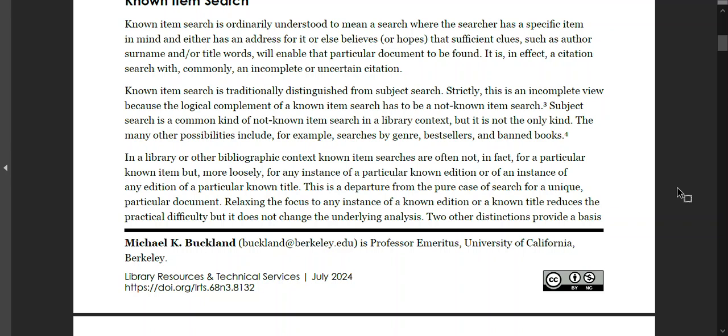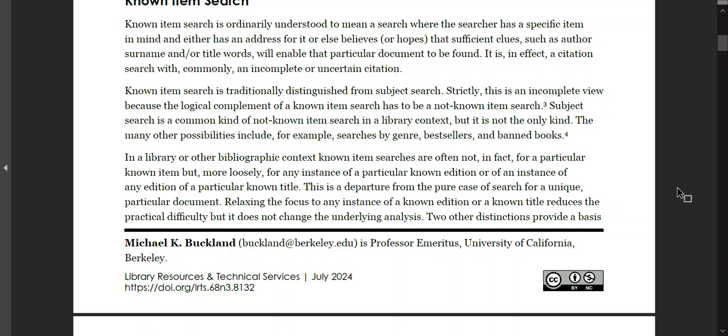Known item search is traditionally distinguished from subject search. Strictly, this is an incomplete view because the logical complement of a known item search has to be a not known item search. Subject search is a common kind of not known item search in the library context, but it is not the only kind. The many other possibilities include, for example, searches by genre, bestsellers, and banned books.